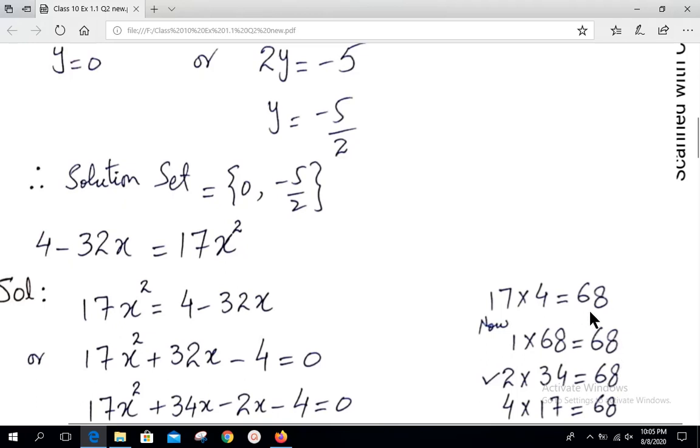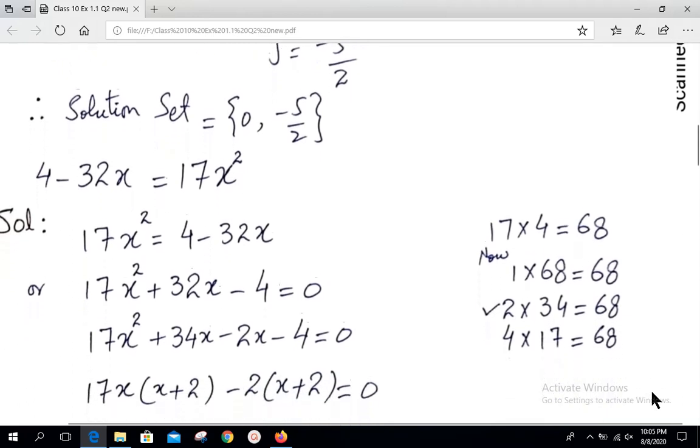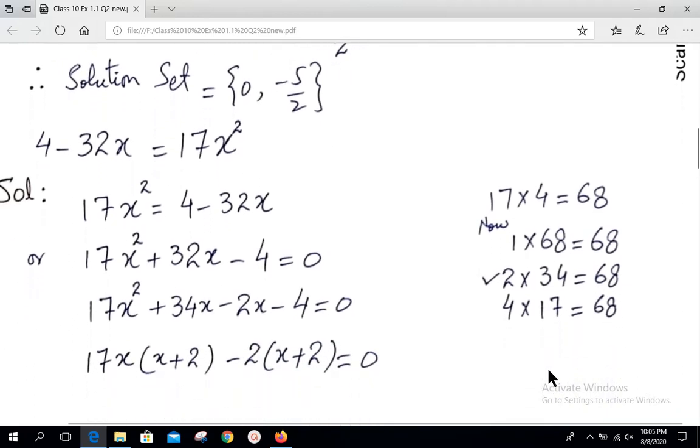Next, it cannot be divided by 3 because the sum of digits 8 plus 6 is 14, which is not divisible by 3, so 68 is not divisible by 3. We check next, we find number 4. 4 into 17 makes it 68. You can see a tick over here that 2 into 34 is our suitable pair in this case.